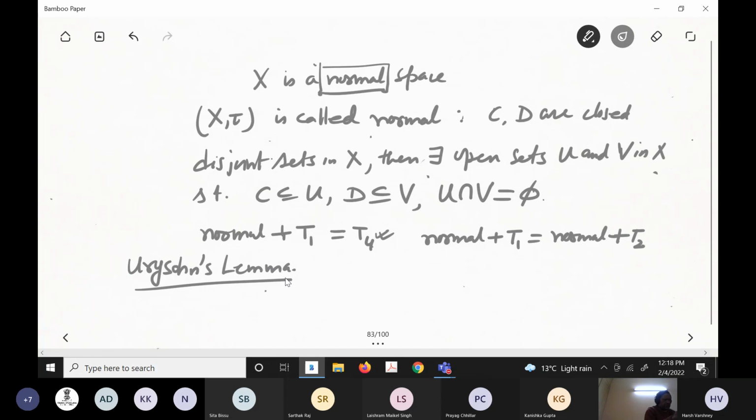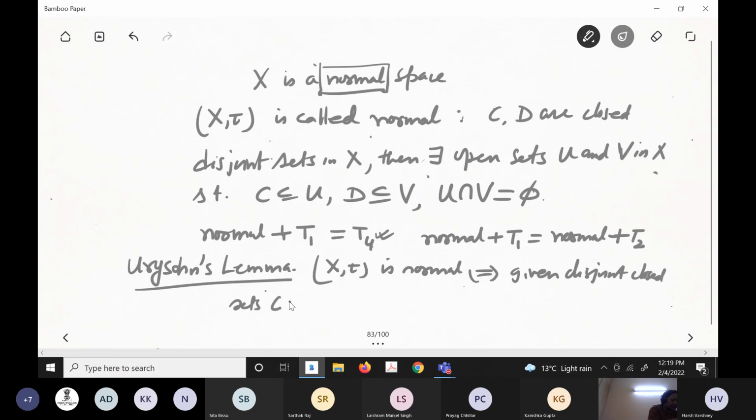I told you there are two types of separation: separation by open sets and separation by continuous functions. Here Urysohn's lemma says that in the case of normal spaces we can do separation by continuous functions, which is usually stronger than separation by open sets. So (X, tau) is normal, and you don't need T1 here, if and only if, given disjoint closed sets C and D in X, there exists a continuous function f from X to [0,1], you could take [a,b], such that f(C) = 0 and f(D) = 1.